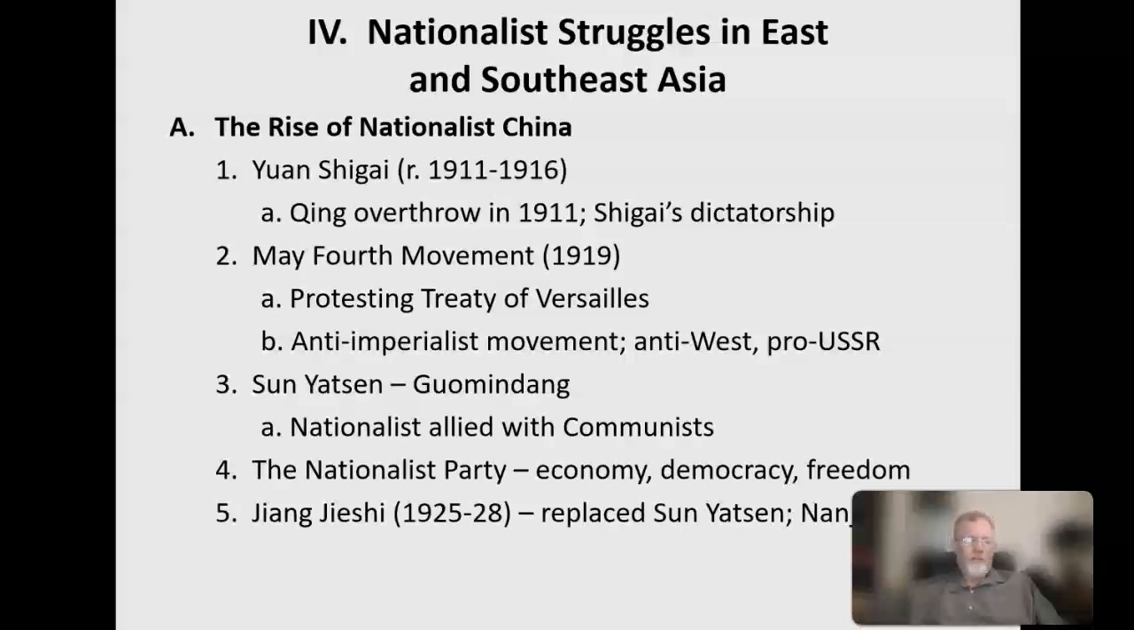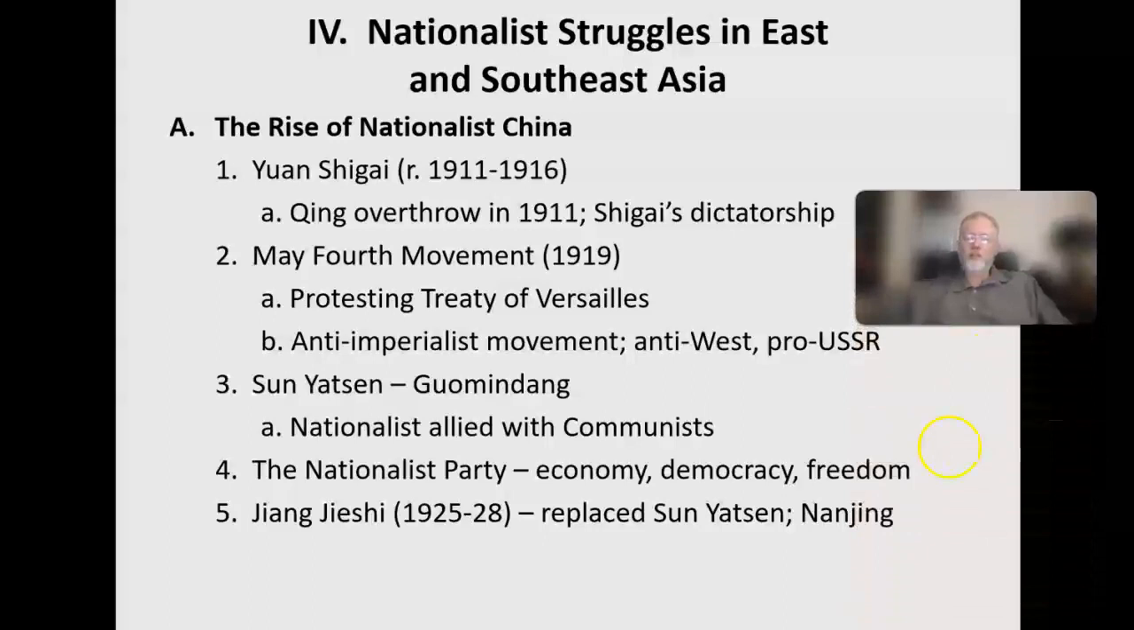Jiang Jieshi replaces Sun Yat-sen as leader of this new party after Sun's sudden death. He was probably assassinated. It still isn't clear whether he was assassinated or whether it was some type of food poisoning or something, but we'll never know, of course. But he very well could have been assassinated. Jiang Jieshi takes over and makes Nanjing the new capital of China in this time period.